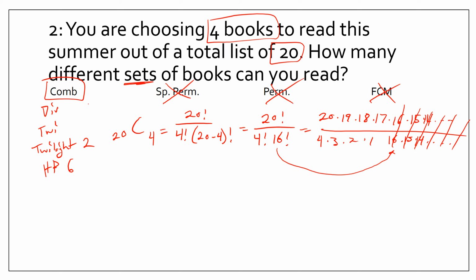This isn't going to factor, but if I'm clever, I can cancel some things like this and this cancel, this and this can cancel. Now the 9 and the 3 can cancel. And so really all I'm doing is 5 times 19 times 3 times 17. I can cancel some things. I only have 4,845 sets of books, because order doesn't matter.